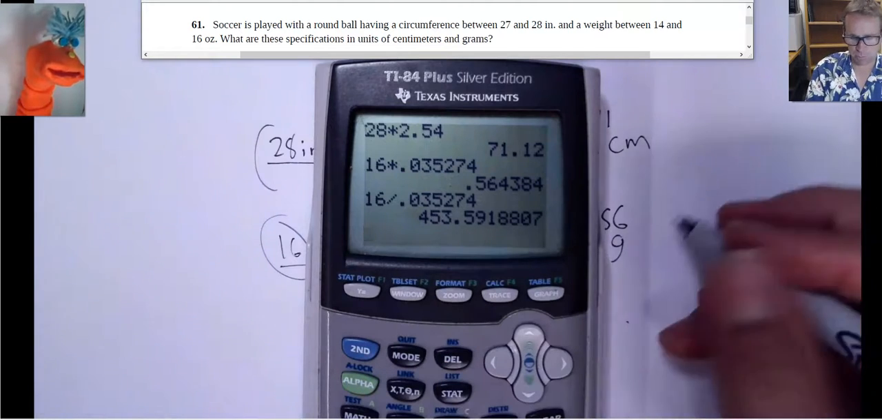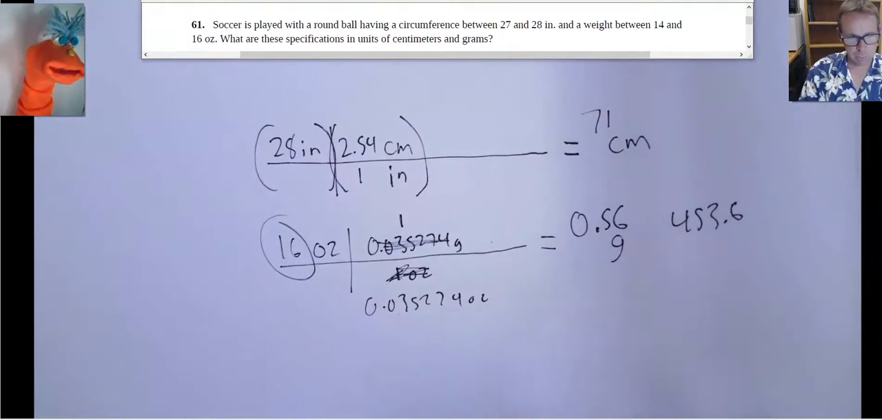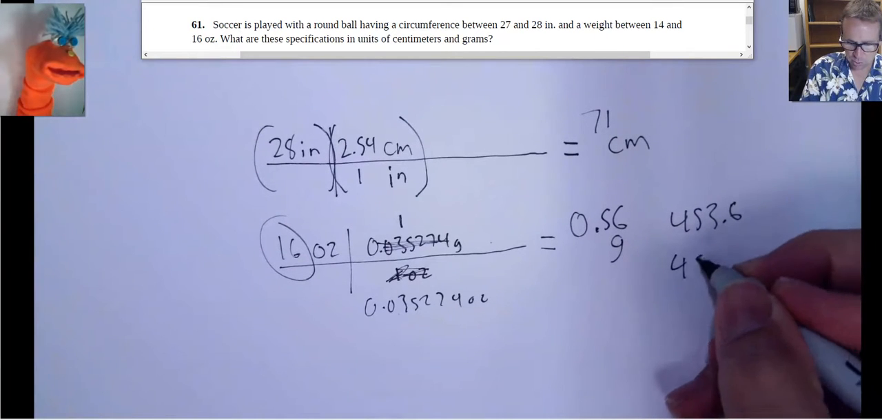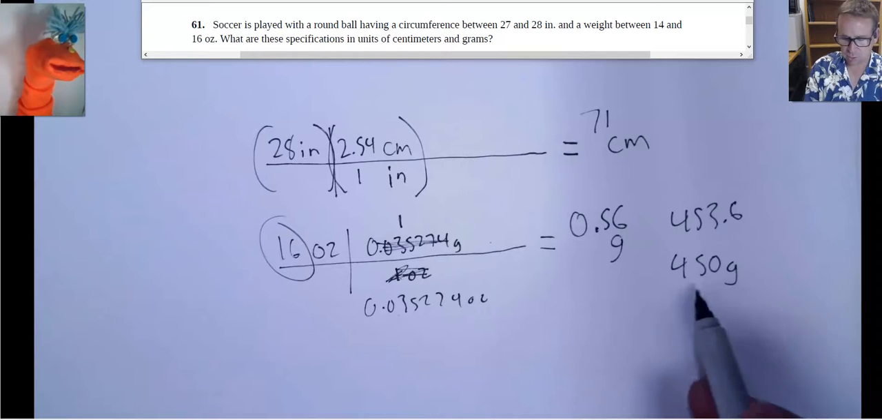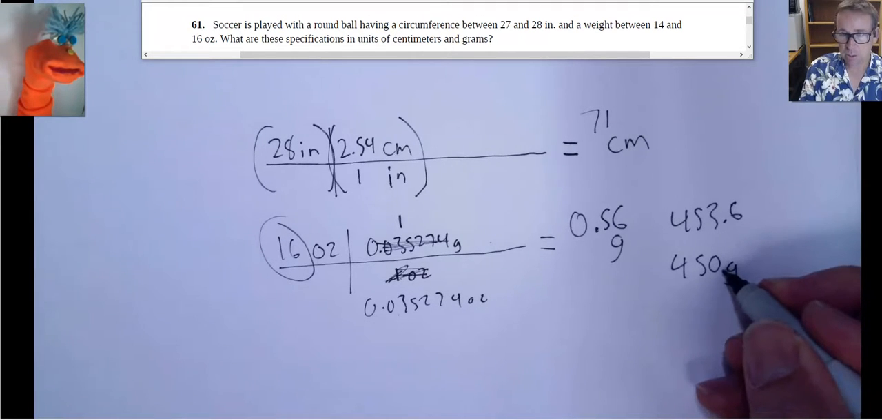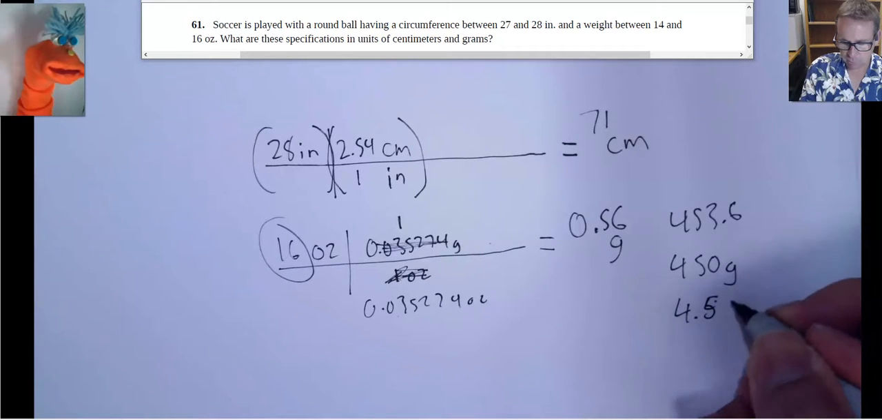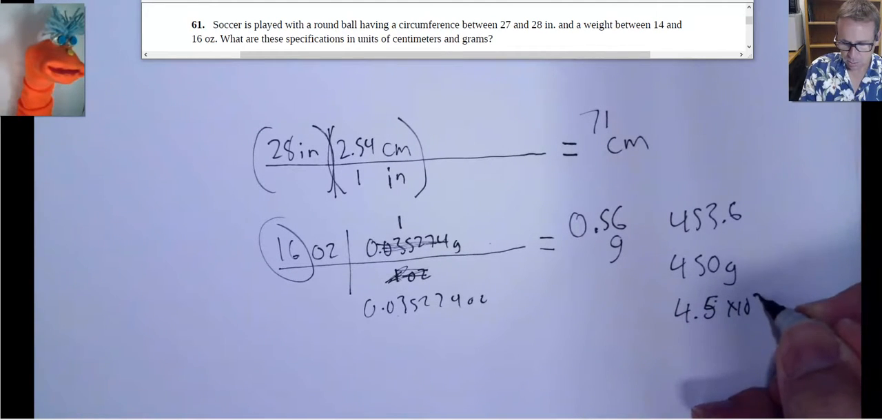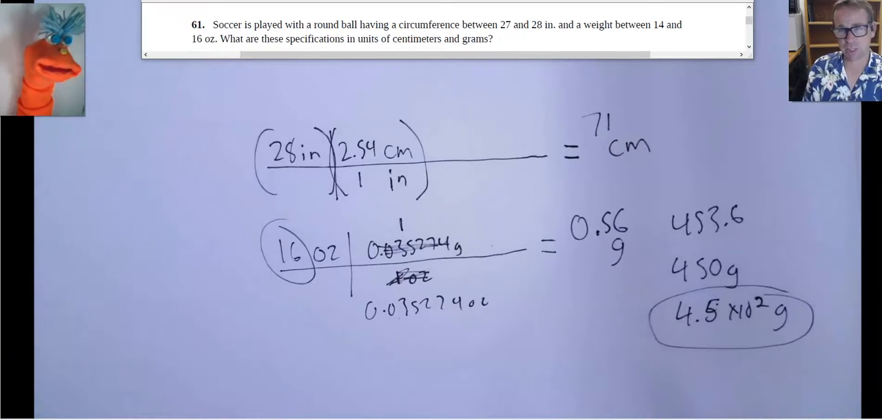Which is 453.5, or 453.6. But again, we only have 2 significant digits, so it's going to be 450 grams. That's 2 significant digits. This 0 here is placed there, but without a decimal point, it's not significant. In fact, it's better to write 4.5 times 10 to the 2 grams to clarify the number of significant digits. Okay, good.